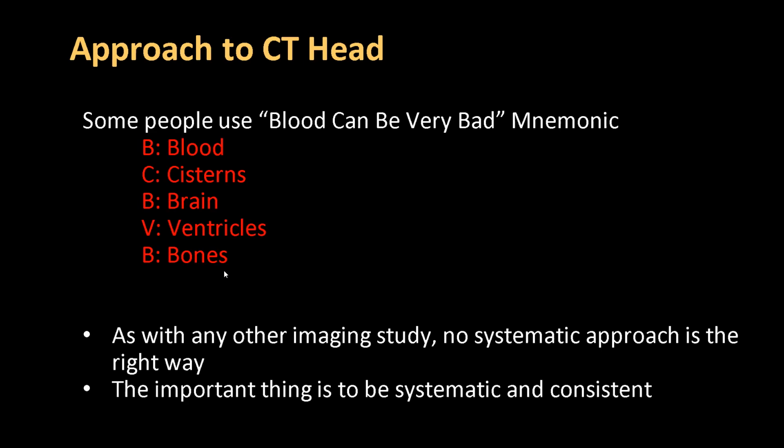The thing I don't like about this mnemonic is that some structures are left out. I guess maybe because they're housed by bone, the orbits and the sinuses are supposed to be included in the bone section. And then there are also the soft tissues of the neck that are caught at the top of the scan that aren't really included in this acronym.